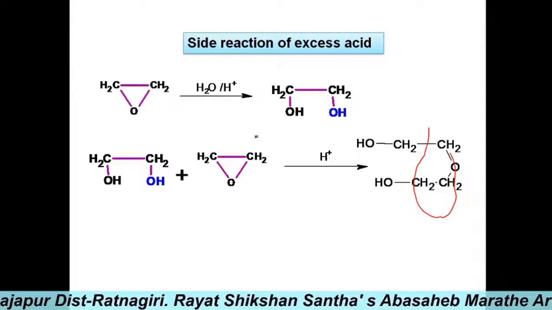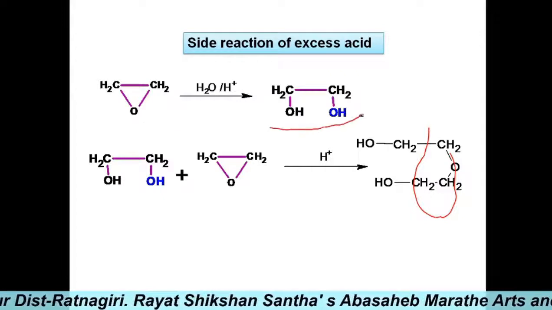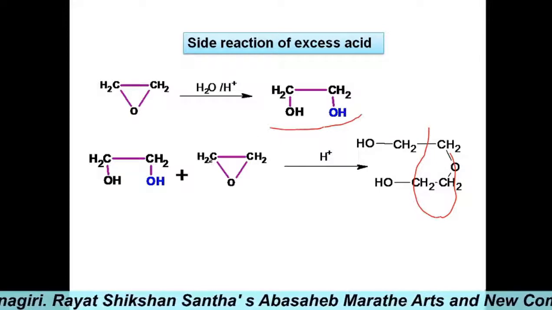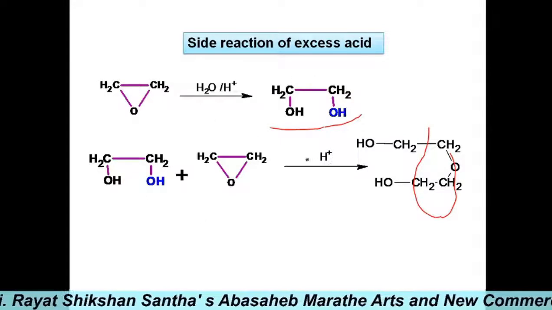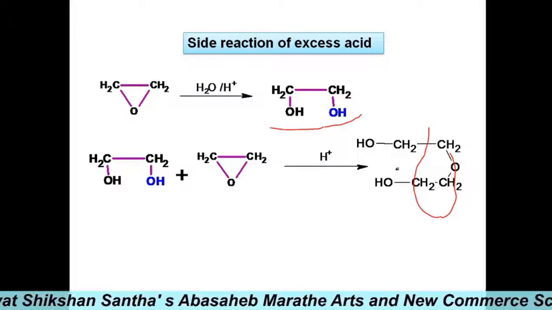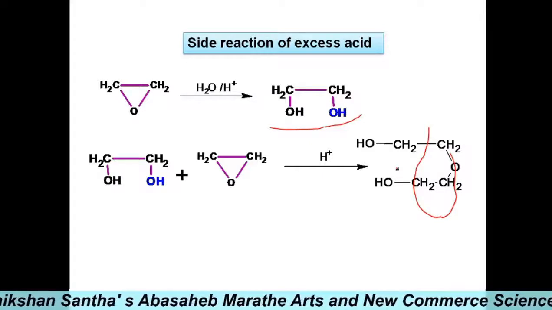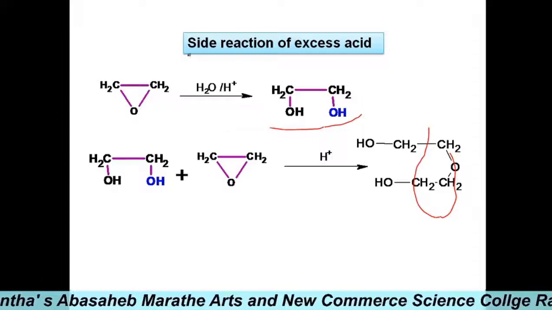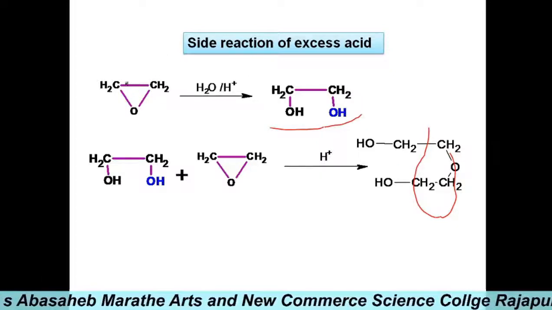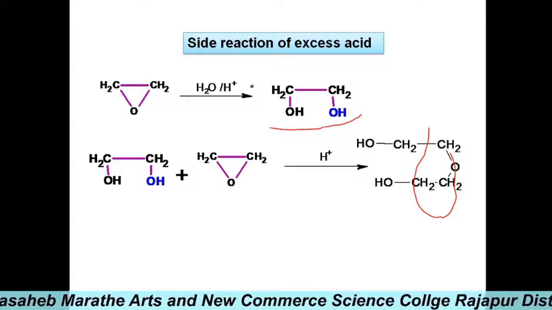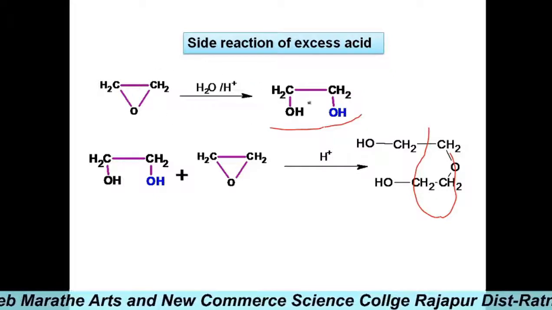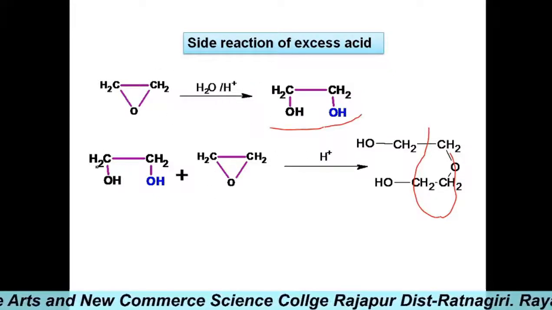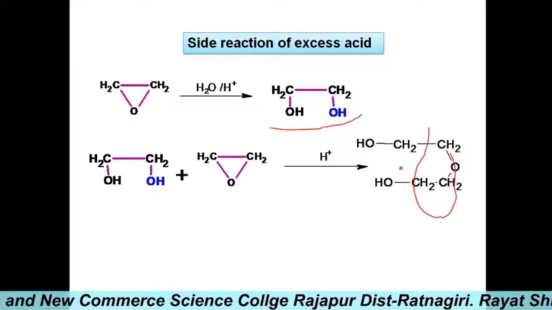Such side reactions are possible if we use excess acid, giving diethylene glycol. So this is the example. This ethylene oxide is treated with acid, opening the ring to get glycol. This glycol can also react further with ethylene oxide.